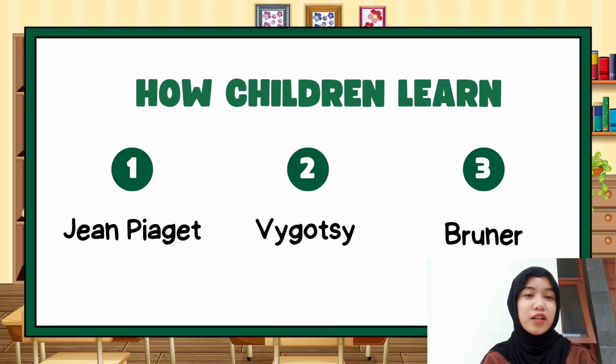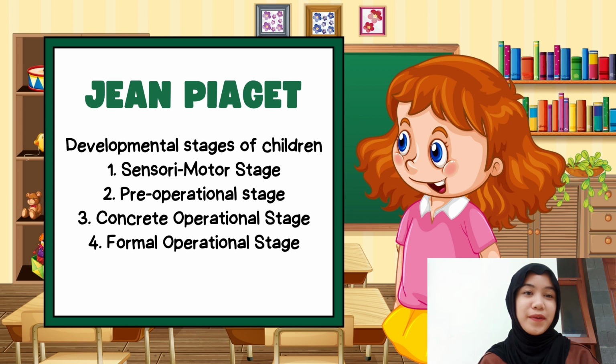Okay everyone, now I would like to explain how children learn. First, from Piaget, children's development stages based on Piaget's theory. First is the sensory motor stage, from birth to 18 months. Children are learning about the world through their senses. They explore by touching, tasting, and seeing. They don't understand things from other people's perspective yet.